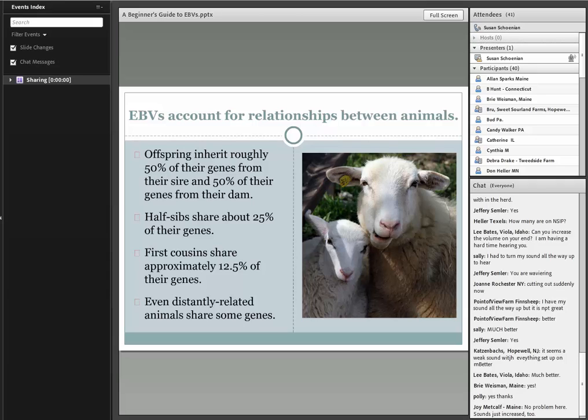When EBVs are calculated, they also account for relationships between animals. An offspring will inherit 50% of its genetics from its sire and 50% of its genetics from its mother. Half-sibs, 25% of their genes will be in common. First cousins, about 12.5%, but even distantly related animals still share some genes. And it is all these relationships and the data from all these different animals that goes into an EBV that makes it a more accurate method of selection.